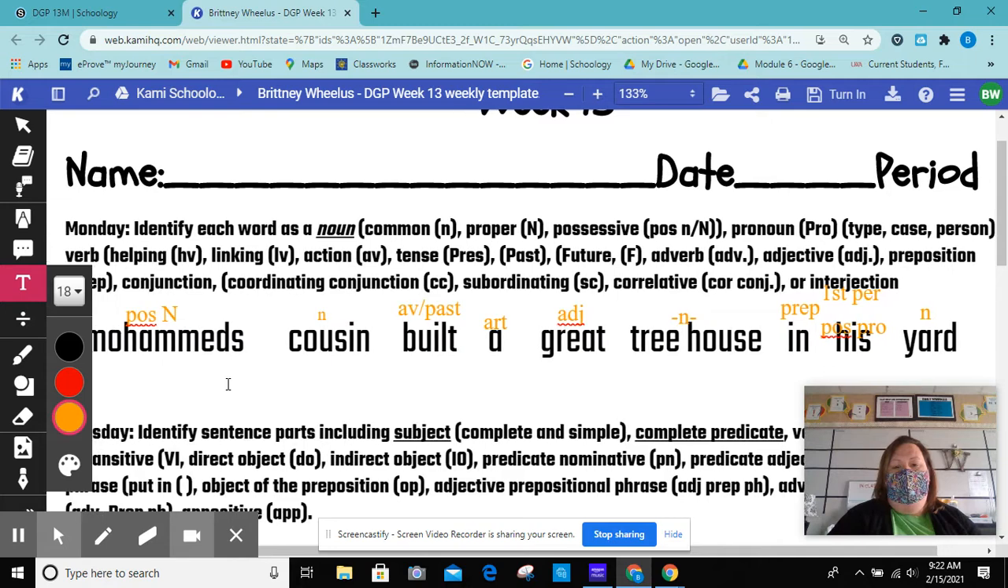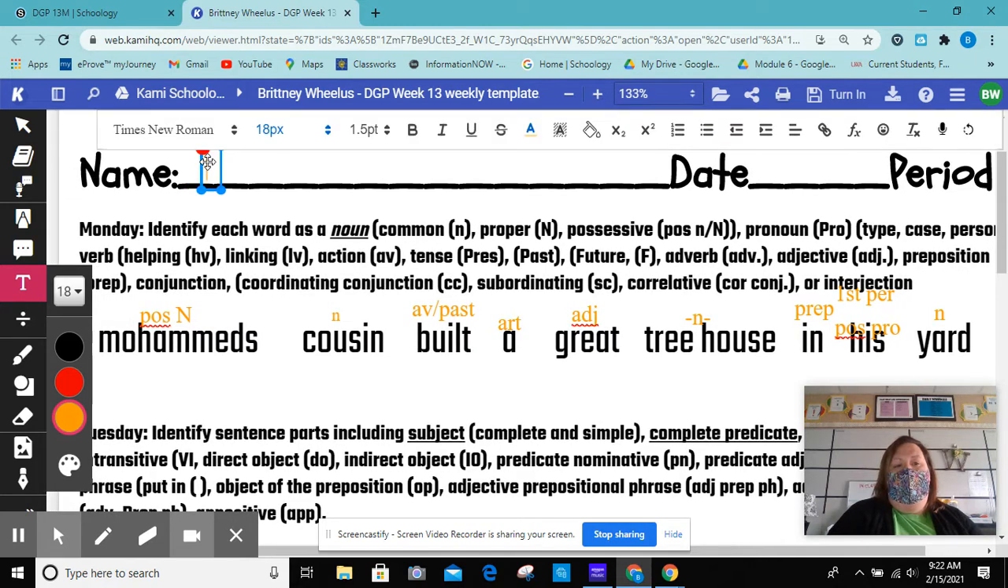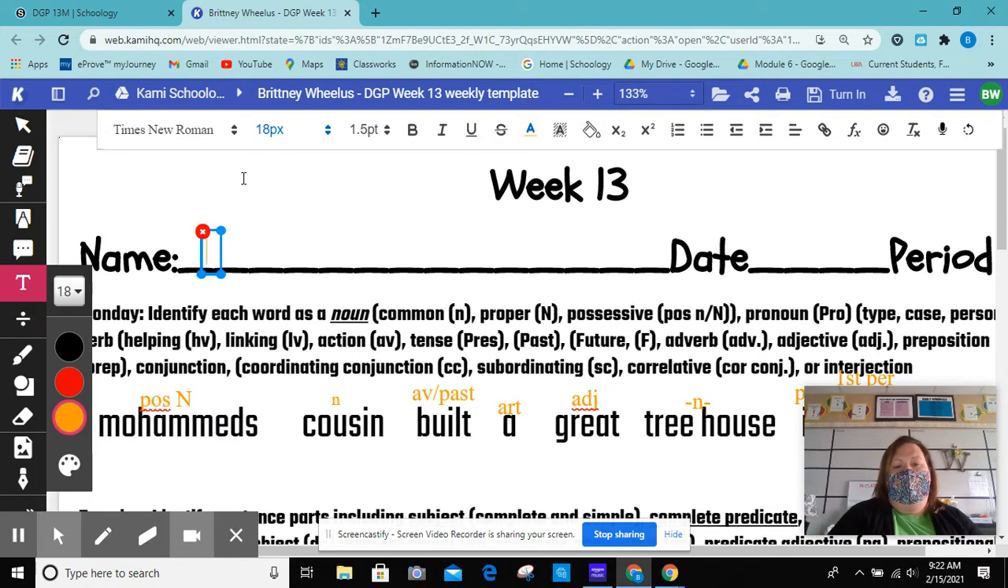Possessive noun. Make sure that you go up here at the top where it says name and type your name into the document.